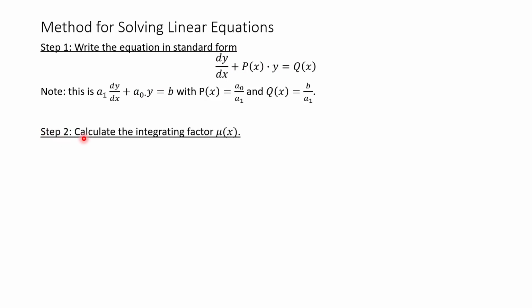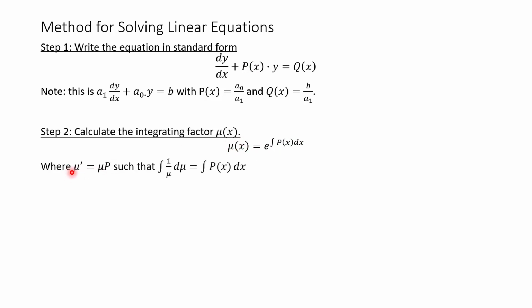Then step 2 is to calculate the integrating factor mu of x. So you want to remember this equation because this is how you're going to calculate this integrating factor. So mu of x always equals e to the power of the integral of p of x dx. So what you have to do is find p of x from your equation, integrate it, and then raise e to that power. Once you've done that, that's mu. That's the integrating factor.